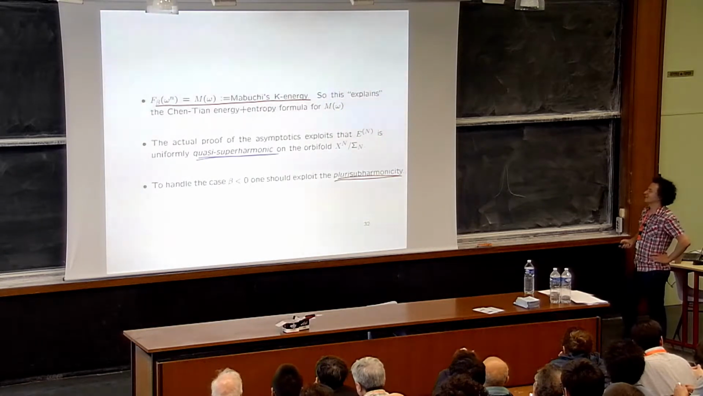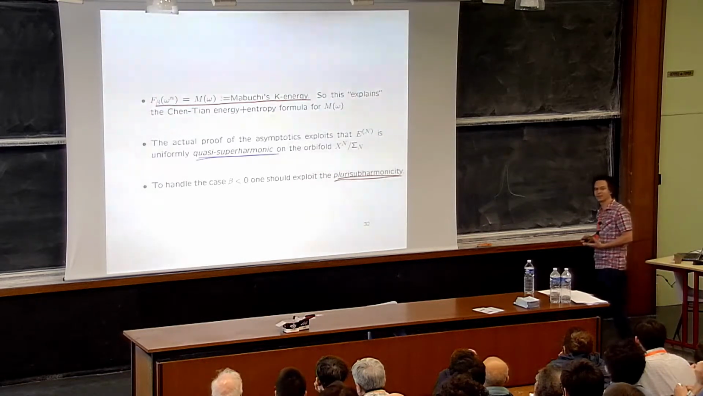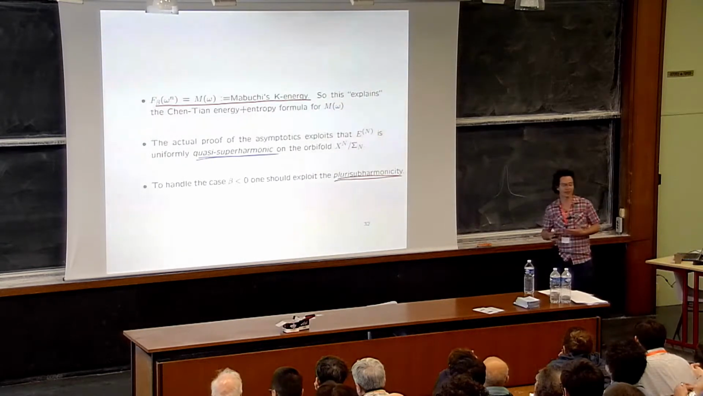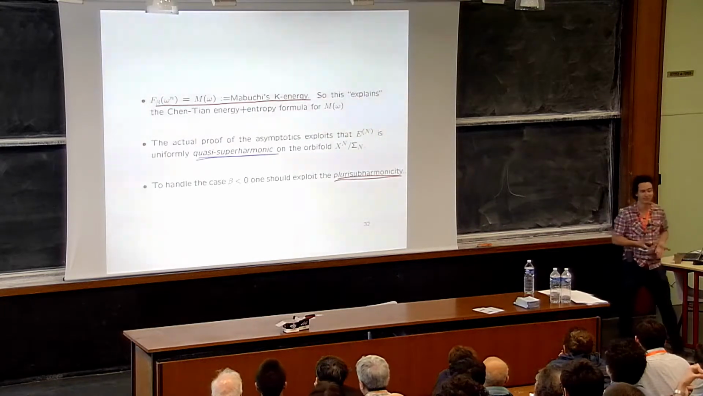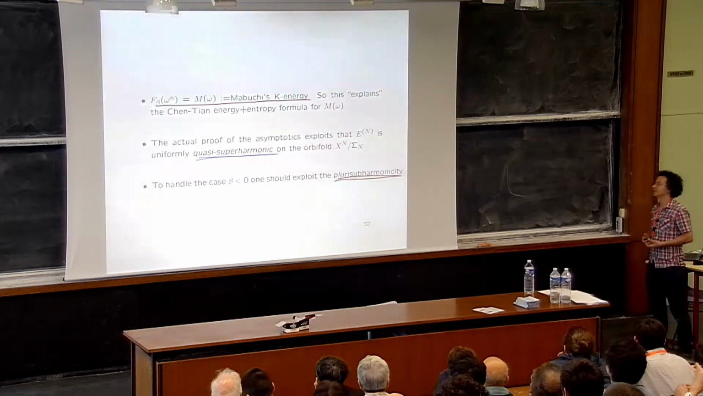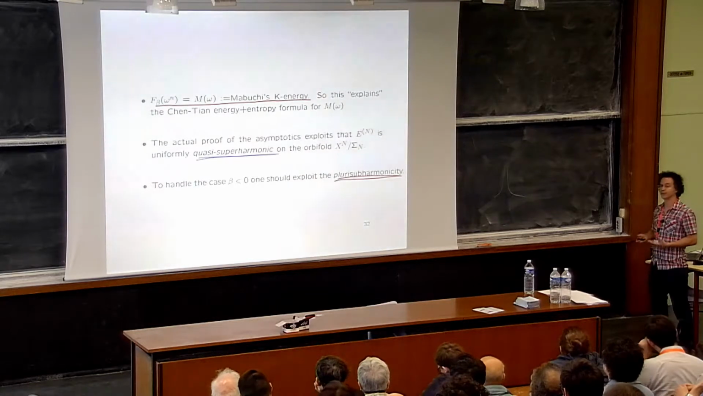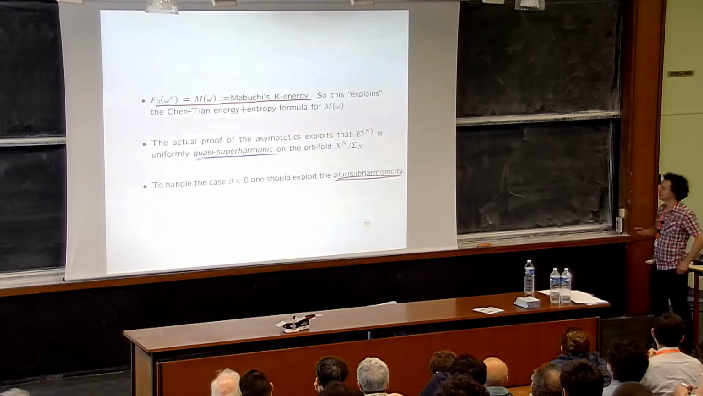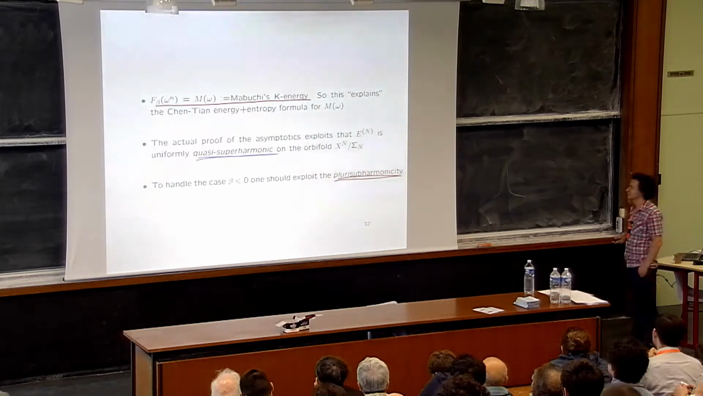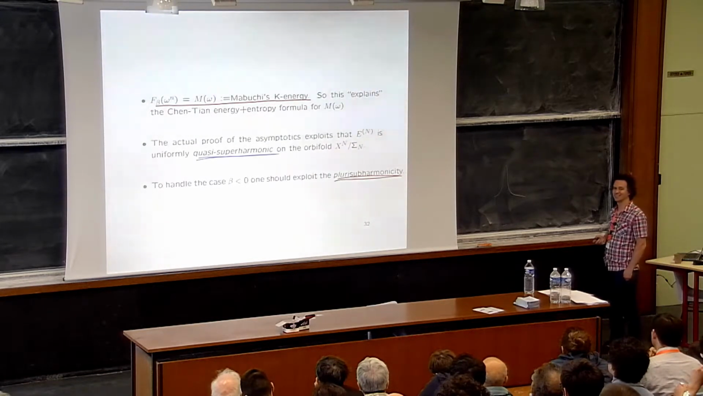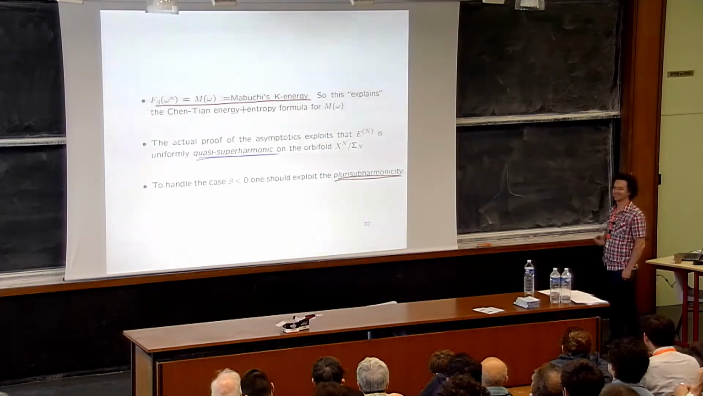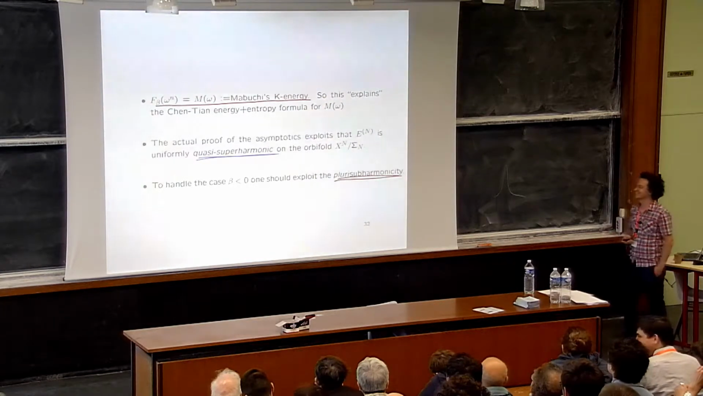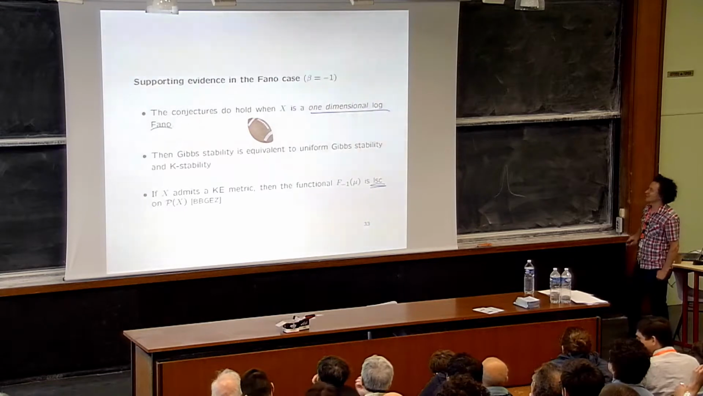But then if you want to handle the case where beta is negative, then this function is not superharmonic, where it's like the opposite. And then what I believe is that you should really exploit that it's a pluri-subharmonic function. That's really what should be helping us. But it's far away still. But I think this is a hint if you want to start working on this. Use this. That's my hint.